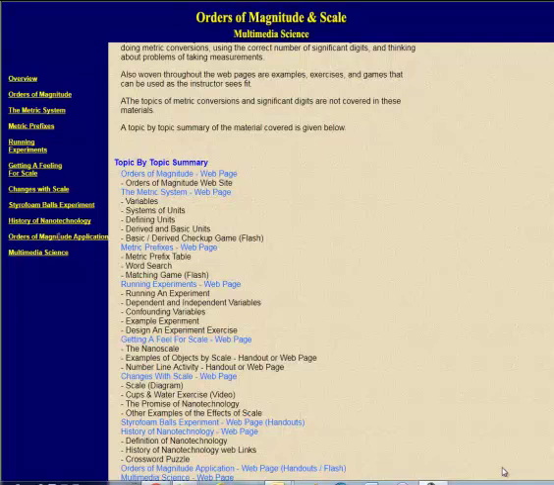Today we're going to talk about multimedia science's orders of magnitude and scale materials. This is a set of materials that is a website-based set of information that talks about the orders of magnitude and scale. And then there is a piece of software called the orders of magnitude application for students to run an experiment to illustrate the idea of scale.